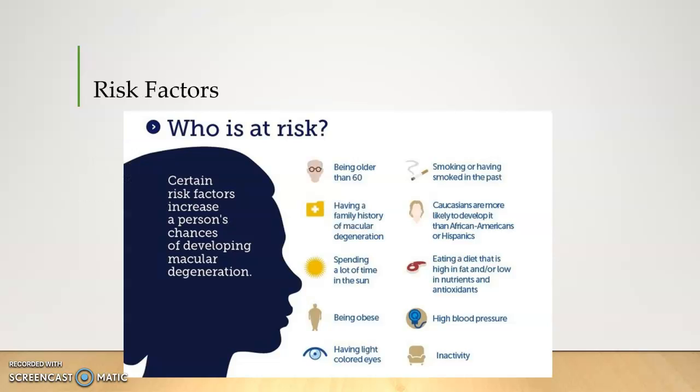So for the risk factors, who's at risk? Being older than 55, in the 55-plus range, 60 years old, you can have a medical history of it in your family, spending a lot of time in the sun, not wearing sunglasses or hats to keep your vision safe. Smoking is a big cause that can be attributed to it as well. Your diet, your blood pressure, having inactivity, light colored eyes.